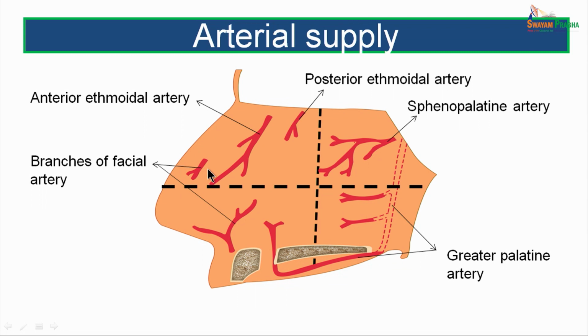facial artery. The anteroinferior quadrant is majorly supplied by the branches coming from the facial artery, which is a branch of external carotid artery, and also from branches that come from the greater palatine artery, which is a branch of the maxillary artery. The posterosuperior quadrant is supplied by the sphenopalatine artery, which is a branch of the maxillary artery, whereas the posteroinferior quadrant is supplied by branches coming from the greater palatine artery.